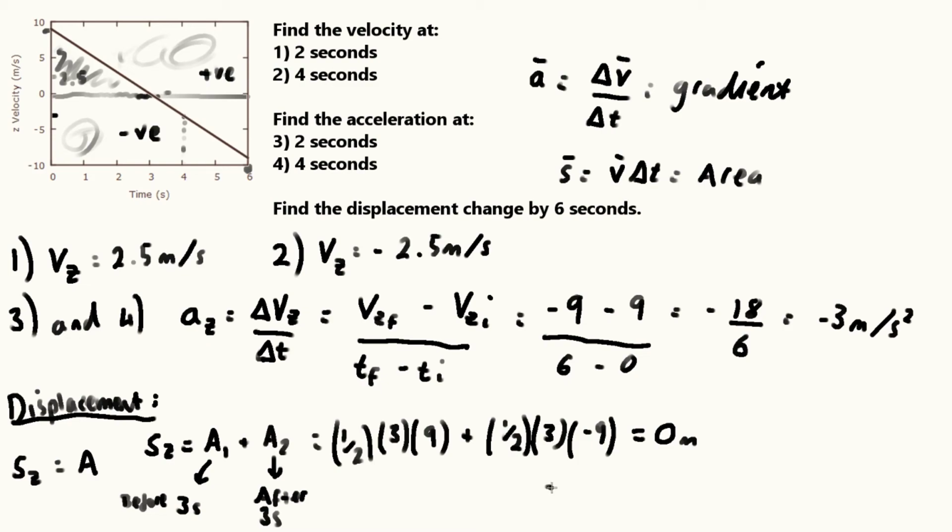Now this might be confusing. Why has our total z displacement come out as 0 meters? Well, think of it this way. Initially, we started with a positive z velocity, and so we're moving forward. Eventually we come to a stop, and then we start moving backwards in exactly the same way, meaning that by the end of the 6 seconds, we've moved forward and we've moved back to where we started, meaning that our displacement from the initial starting position is 0 meters, meaning we have not moved at all. This is why we have a 0 meter z displacement.